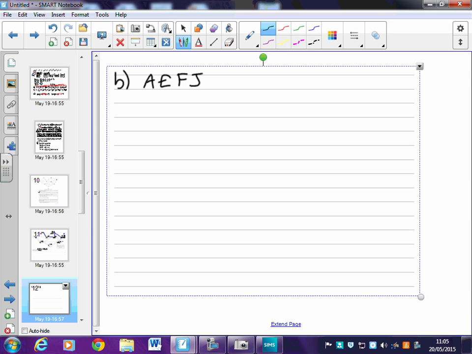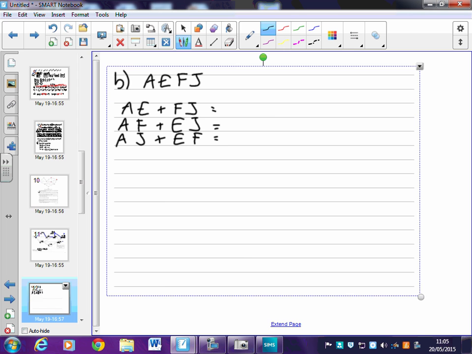We should always be able to get 3 pairings from this. So I could have A, E, and F, J. I could have A, F, and E, J. Or I could have A, J, and E, F. What I need to now do is look for the shortest routes between those different ones.